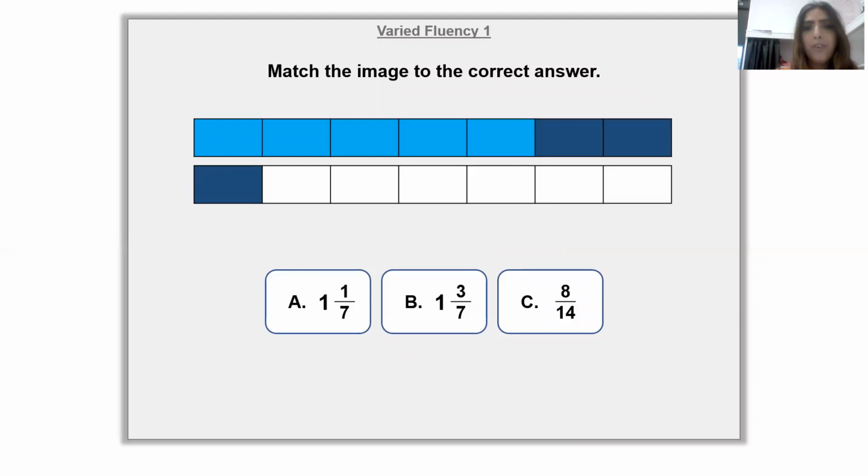Now, if you have a look, I want you to match the image to the correct answer. I'd like you to have a couple of seconds. I want you to quickly write the answer, what you think it could be. I'm going to give you a little hint. Count the squares, different colors. Let's see. You could pause the video and write down the answer really quickly. Well done. If you got 1 and 1/7 correct, I am so proud of you. Well done.